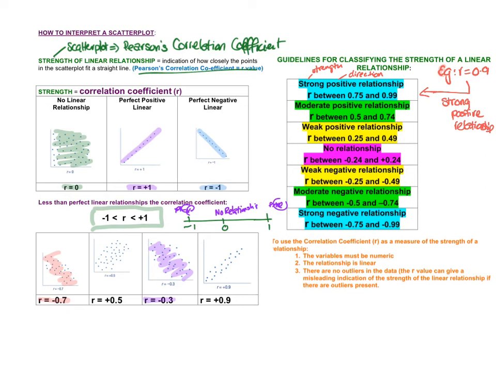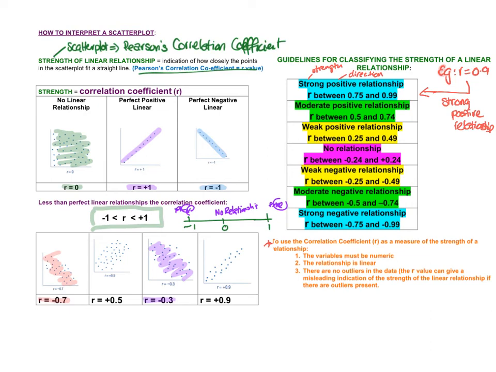All right, so just reading down here, to use the correlation coefficient, R, as a measure of strength of a relationship, there's a few things we have to have happen. So the variables must be numeric. If we didn't have 2 lists of numbers, we couldn't get it, yeah? So that's that one. Now, the relationship has to be linear. So if you're going to quote the R value, we are saying it's linear.